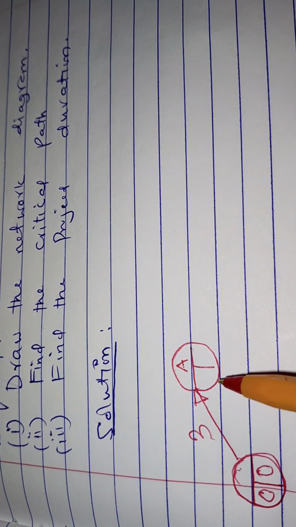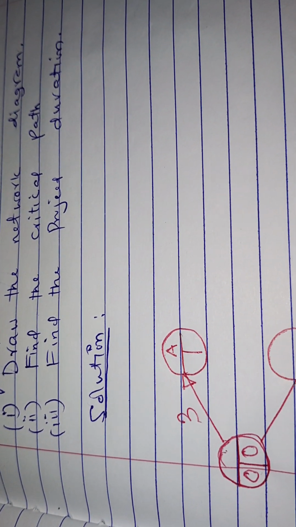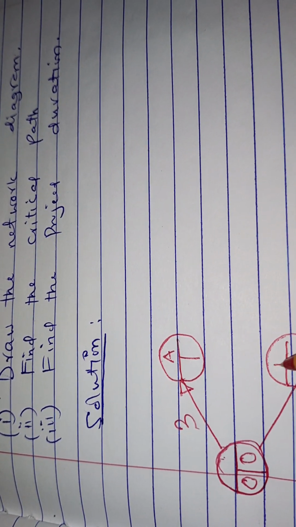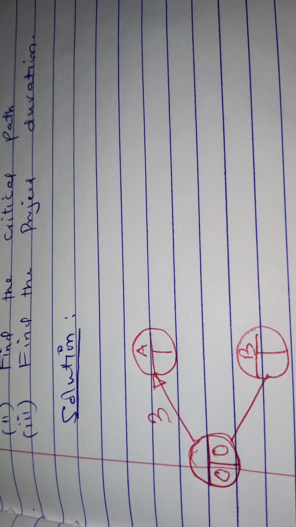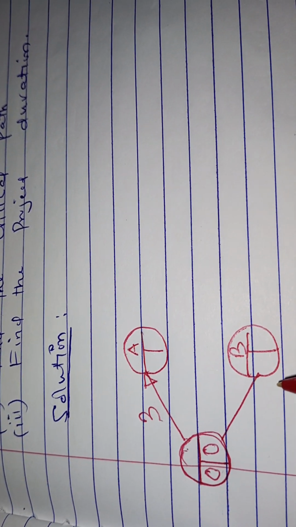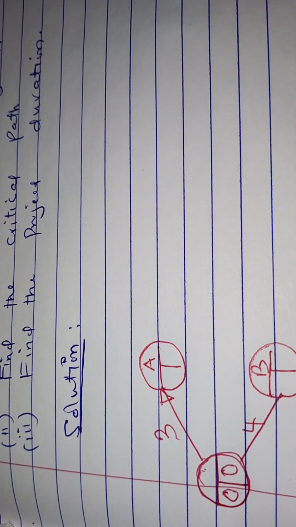And then once again, we also have activity B because A and B have no preceding activities. So A and B have come from the start point. They are the beginning activities, and the duration given is 4 weeks.